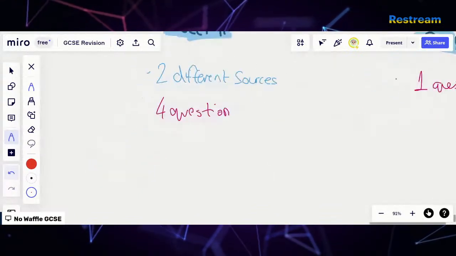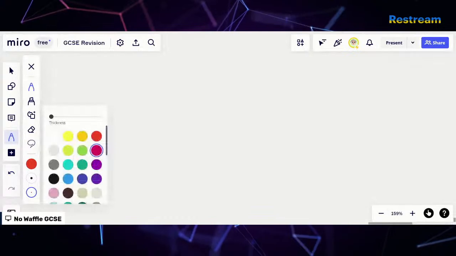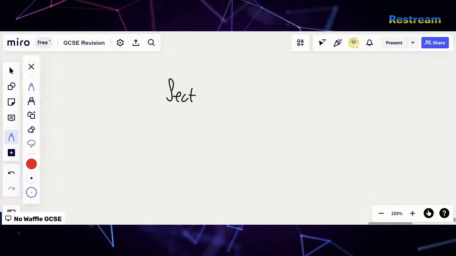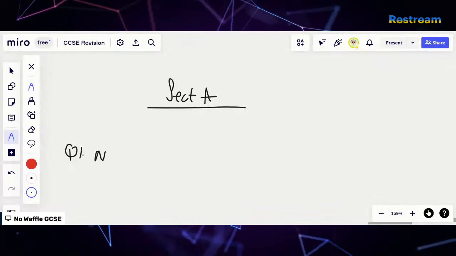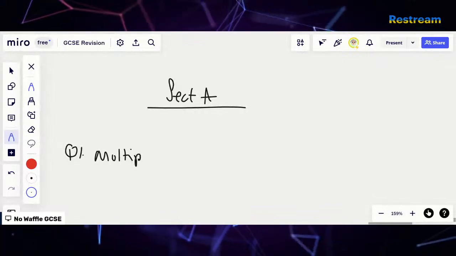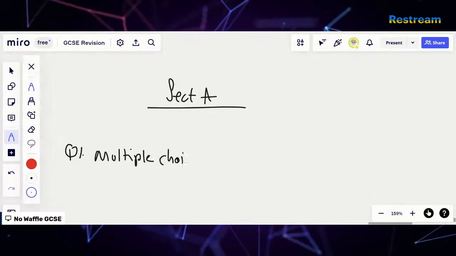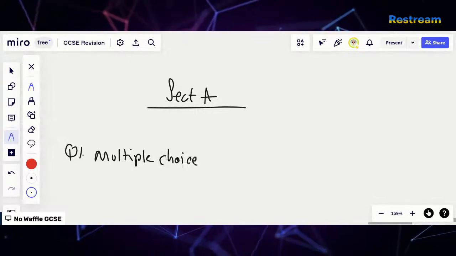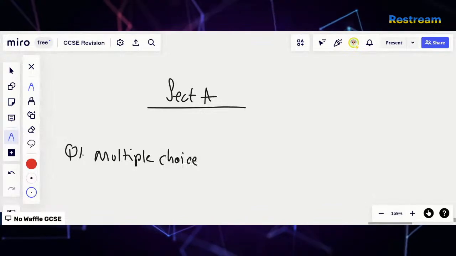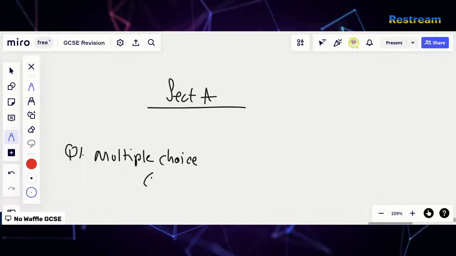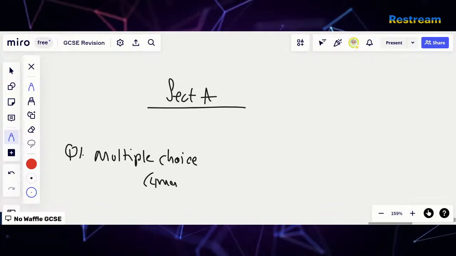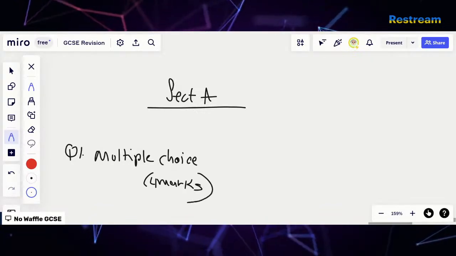So for section A, we have question 1, which is a short multiple choice question. You'll be asked a basic question, because the reason why you're given such an easy question to begin with is because this paper is not tiered into high and foundation. Everyone is given the same paper. Therefore, the first question is multiple choice. And it's a short question requiring a short answer, so it will only be 4 marks.